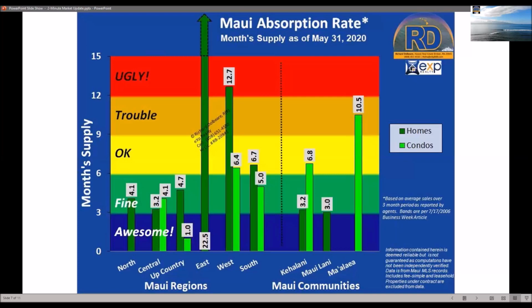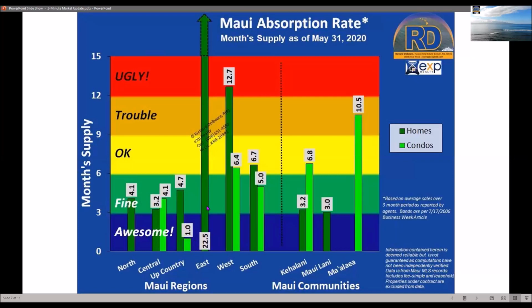If we just look at an example here, this is Maui upcountry, where we have a 1-month supply of condos. That's partly because there's not very many condos in that region of the island for sale. But if you want to buy a condo here, it's going to be very difficult. If you're wanting to sell one, it shouldn't take you very long. Probably a month's time is all it should take.